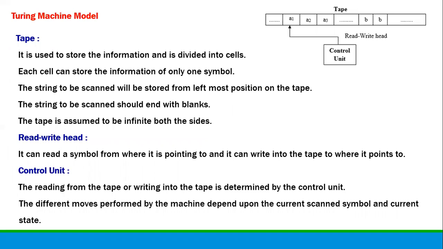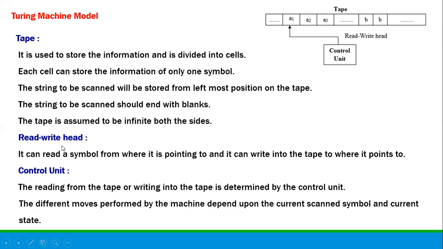So the Turing machine model looks like this, which is having an infinite tape like this, and it can have any number of inputs, can be read or written. And the control unit will be controlling all the input sets. Tape is used to store the information and it is divided into number of cells like this. Each cell can store the information of only one symbol. That means one cell has one symbol, and the string to be scanned will be stored from the leftmost position of the tape. The string to be scanned should end with a blank space. The tape is assumed to be infinite.